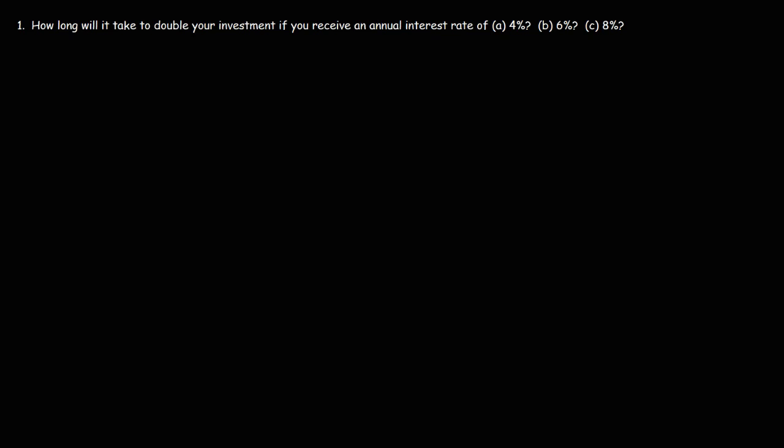In this video, we're going to talk about the rule of 72 and how to use it to find the time it takes to double your investment given an annual interest rate. So let's focus on part A. If the annual interest rate is 4%, how long will it take to double your investment?